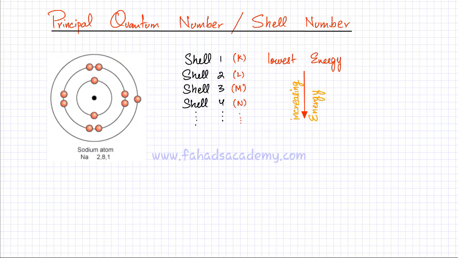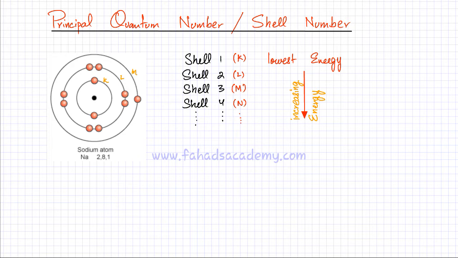And the shells were numbered. There was shell 1, which was the one closest to the nucleus. Then you had shell 2, shell 3, shell 4. They were also referred to as the K shell, L shell, M shell, and N shell. So if I draw this on the diagram, this over here was your K shell. This was the one closest to the nucleus. And as you move further away from the nucleus, you had the L shell. Then you had the M shell and N shell, and so on.